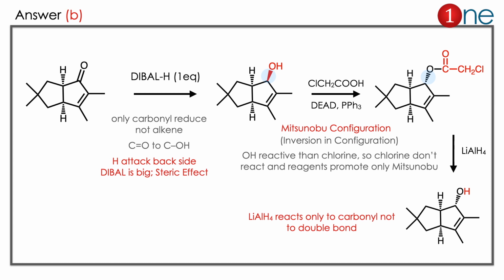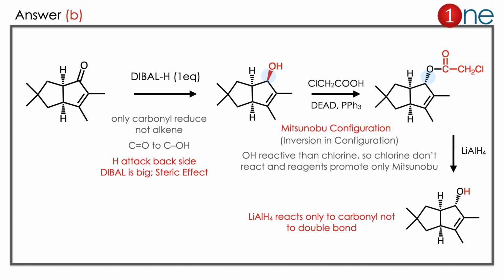Then you are using DEAD, chloroacetic acid and phosphine. So you might guess it's a Mitsunobu reaction. It just attaches the carboxylate group to the ring. Here the reaction is inversion of configuration. So OH becomes below the plane there. Here you have to know the reagents force the reaction to happen in the Mitsunobu way. OH never attacks the chlorine there. So the Mitsunobu reaction is the major one here. Then the next step, lithium aluminum hydride, so it becomes OH there.